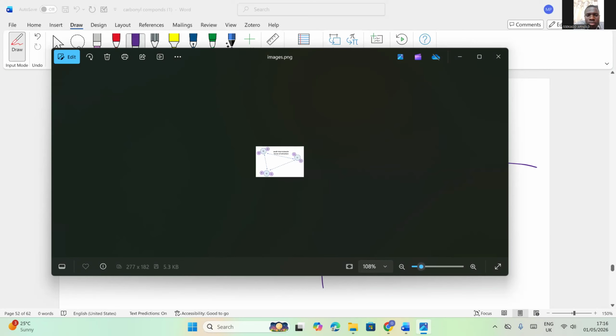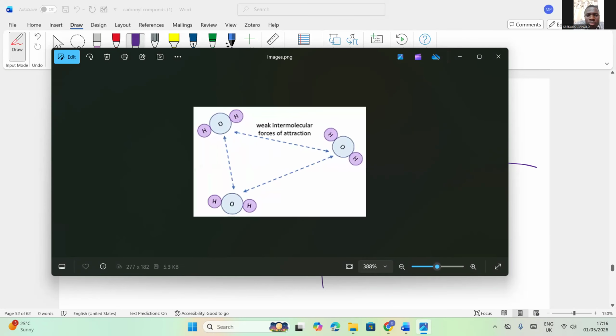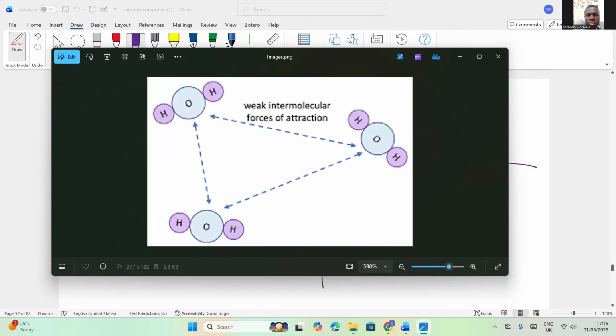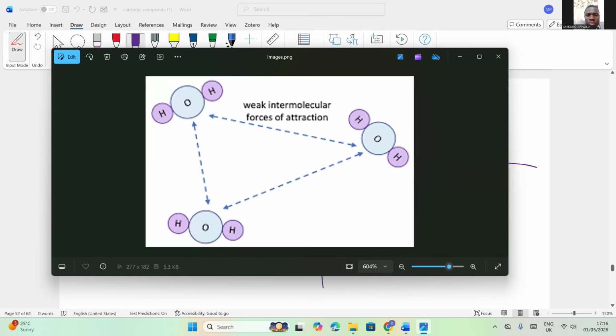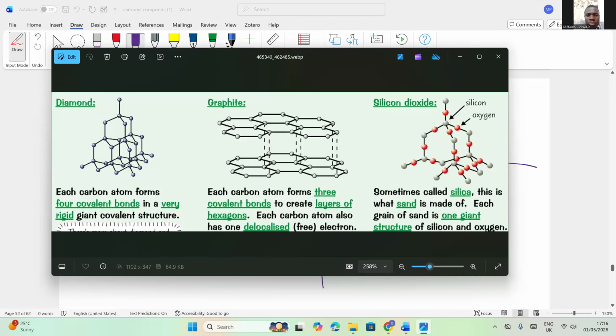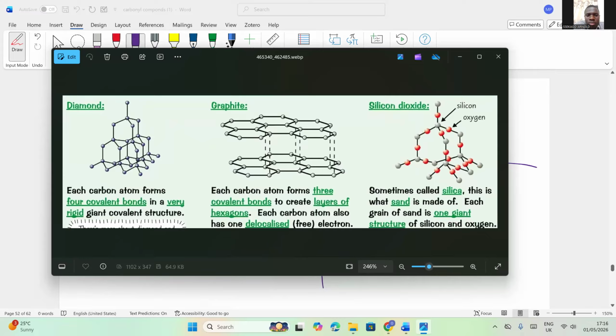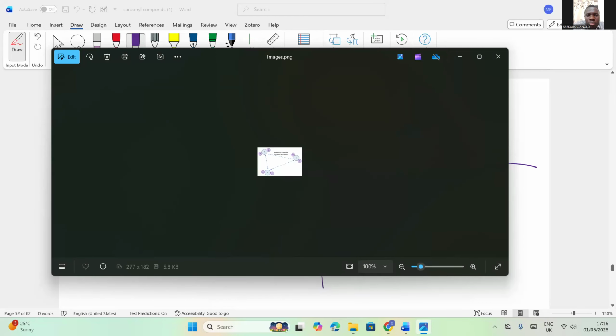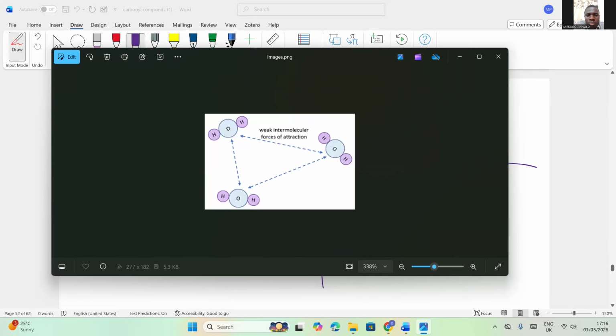Then for the other column, for simple molecular, you make this structure. Make that structure. And I want to stop here. Take screenshots, draw them in your books.